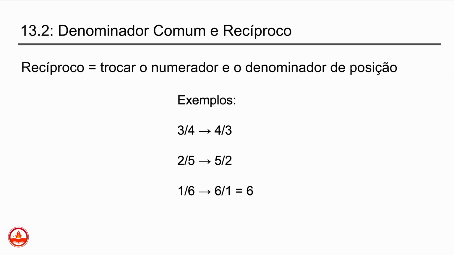What is a reciprocal? A reciprocal is made by switching the numerator and denominator. For example, 3/4 becomes 4/3. 2/5 becomes 5/2. 1/6 becomes 6/1, or simply 6.